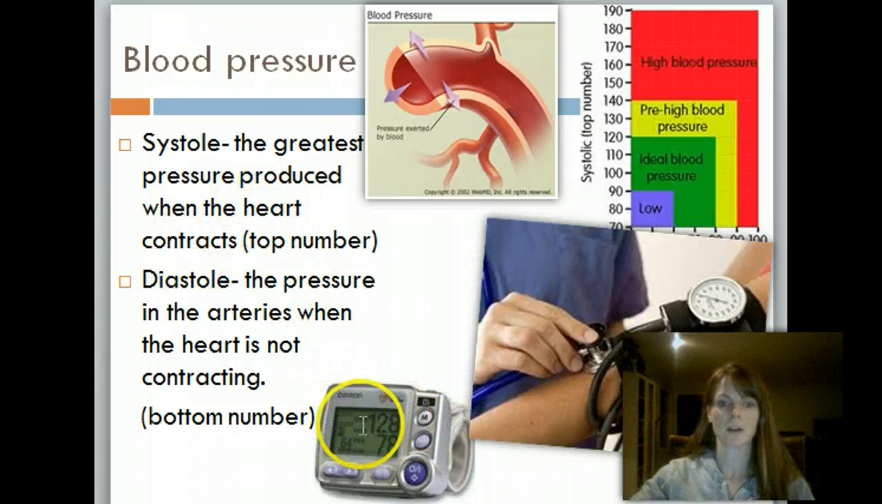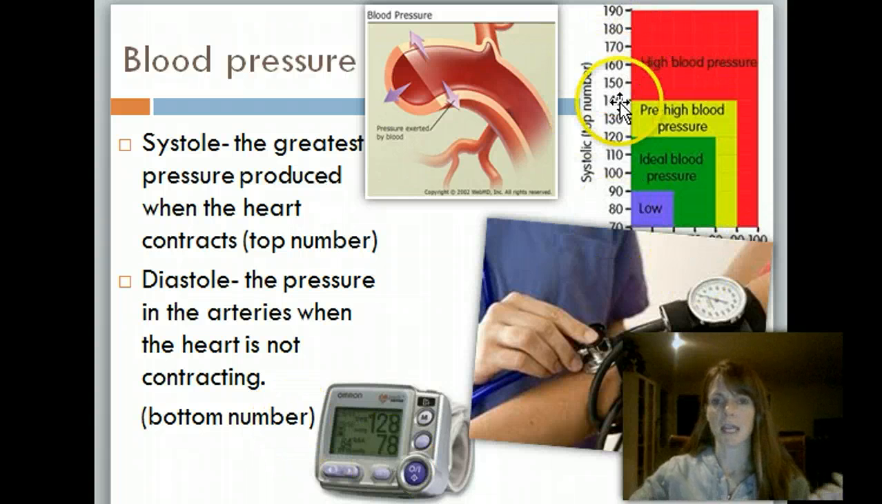So like in here, you have 128 over 78, okay? So your systole is the greatest amount of pressure when the heart contracts, okay? The diastole number is the pressure in the arteries when the heart is not contracting. So basically during relaxation, then it measures the pressure again. So that's the bottom number.